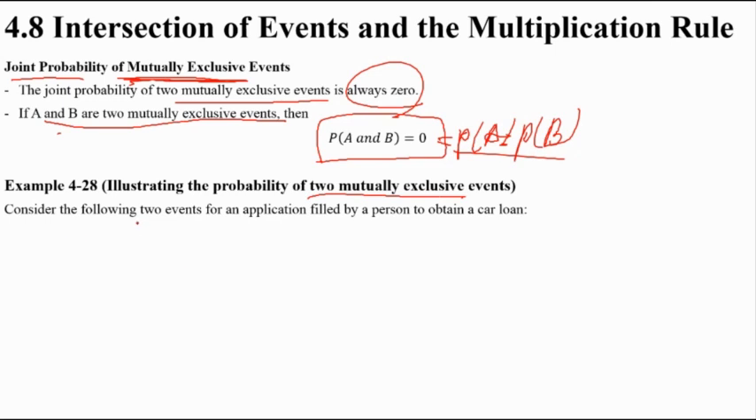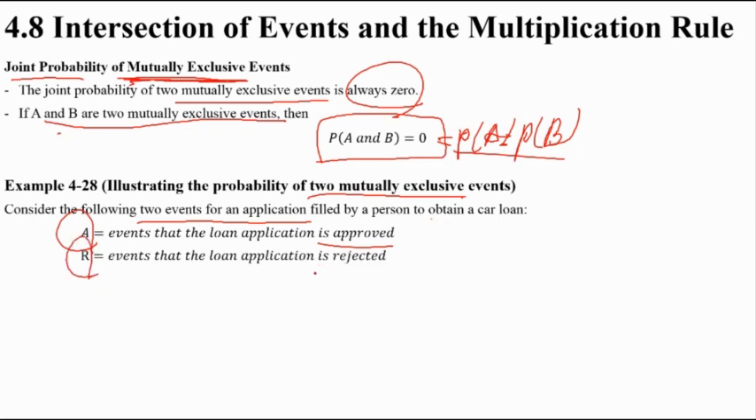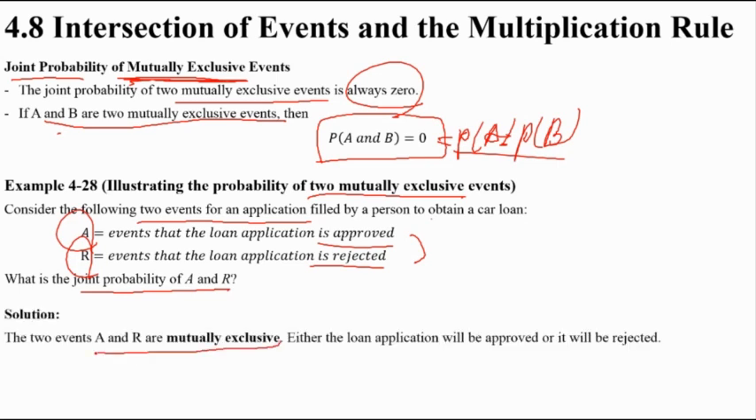So here is one example of mutually exclusive events. Consider two events: a loan application, a person applying to obtain a car. A is approve, R is reject. They are mutually exclusive and never happen together. So we find the joint probability of A and R. A and R are mutually exclusive: the application is either approved or rejected, only two choices. So the probability will be 0, because one of them must be 0.